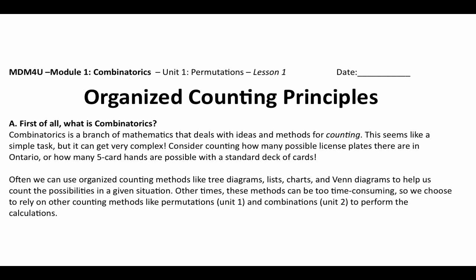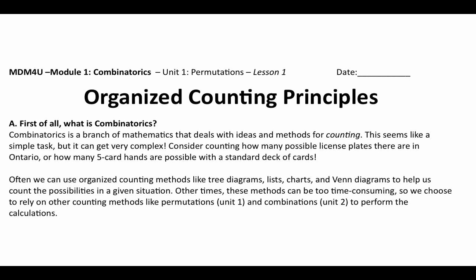Now counting seems pretty simple. You've been counting by adding and subtracting, multiplying and dividing, but when you try to count more complex scenarios, you hit a wall where you need more complex strategies to help you with that. So consider counting how many possible license plates there are in Ontario, or how many 5-card hands are possible with a standard deck of cards. You could sit down and try to figure out what all the different possibilities are and then count them up one by one. But we're going to teach you some strategies that you can use to count very complex scenarios like this.